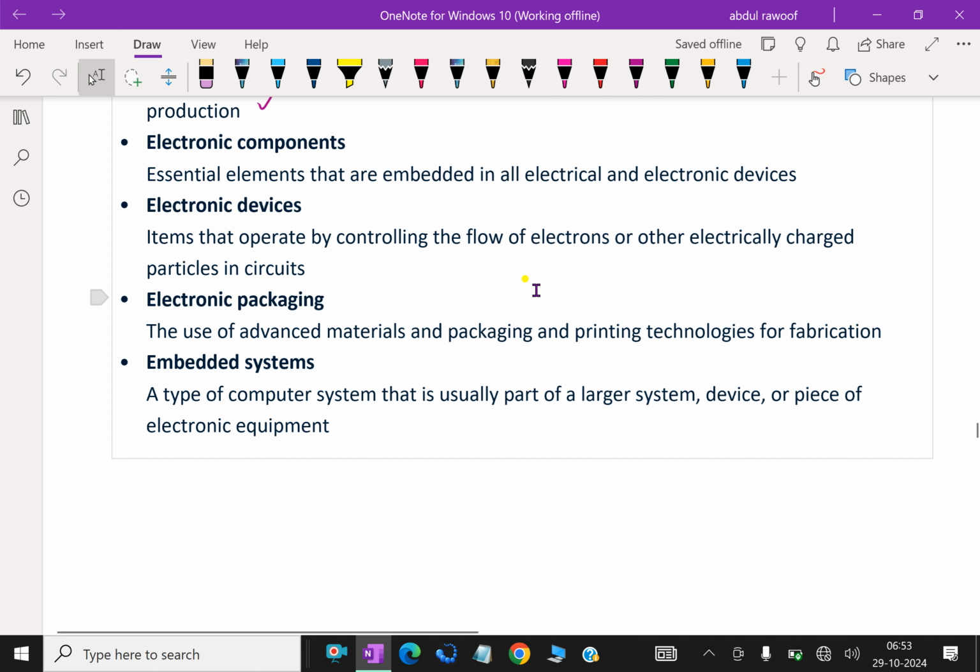Electronic components are essential elements that are embedded in all electrical and electronics devices. Electronic devices are the items that operate by controlling the flow of electrons or other electrically charged particles in a circuit. Electronic packaging is the use of advanced materials and packaging and printing technologies for fabrication. An embedded system is a type of computer system that is usually part of a larger system, device, or piece of electronic equipment. These are called embedded systems.